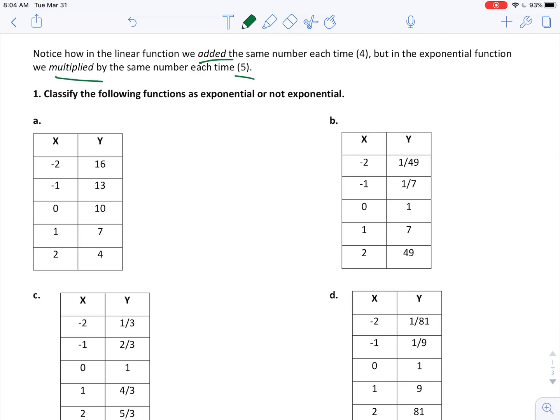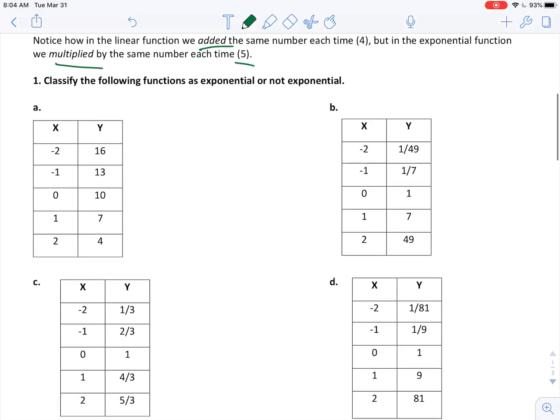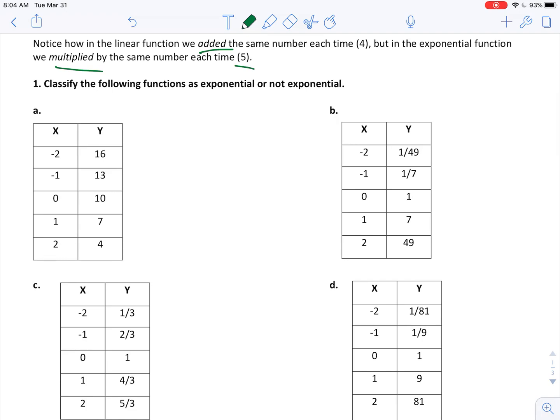So again, notice how in that linear function we were adding 4 every time, but in that exponential function we were multiplying by the number 5 each time. So I want you to look at these 4 tables. I want you to ask yourself, is this linear? Am I adding or subtracting the same thing every time? Or is it exponential? Am I multiplying by the same thing every time? So let's do this first one together.